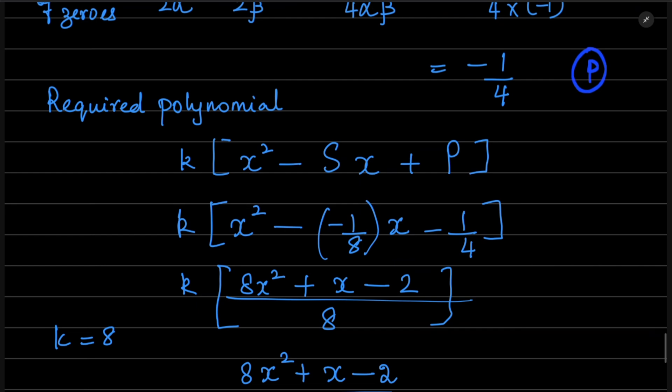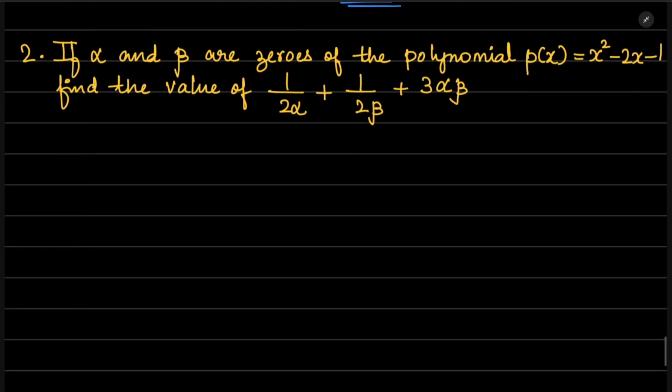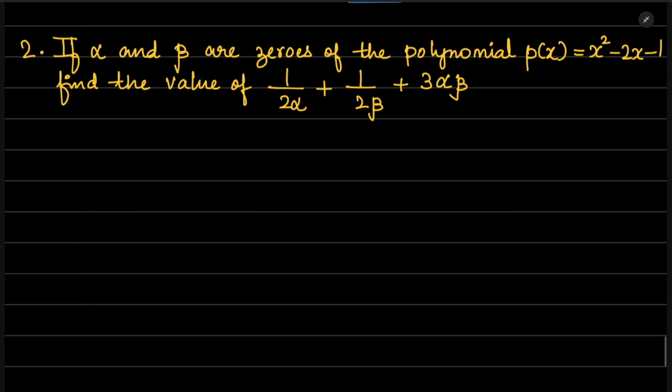Okay, hope you understood. Let's move on to the next question. If alpha and beta are zeros of the polynomial p of x equal to x square minus 2x minus 1, find the value of 1 by 2 alpha plus 1 by 2 beta plus 3 alpha beta. A very similar question.